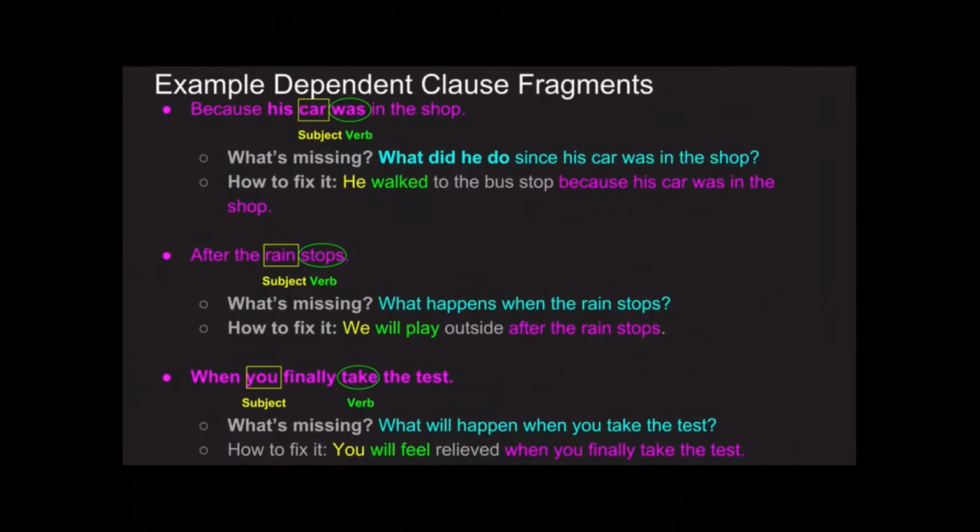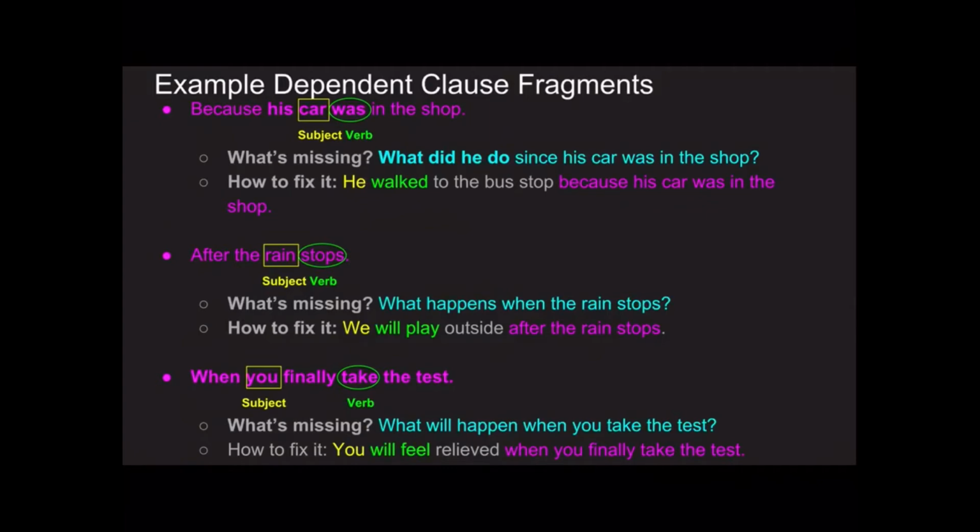So in the second example, just to do some more practice, it says after the rain stops. So the subject in this particular fragment is rain, and the rain ends up stopping at some point. That is the action. So the part that's missing here is what happens when the rain stops, or what happens as a result of the rain stopping. So you just have to add more details to this sentence to make it a complete thought, to show what's happening when the rain stops.